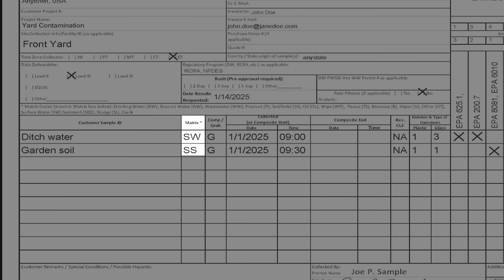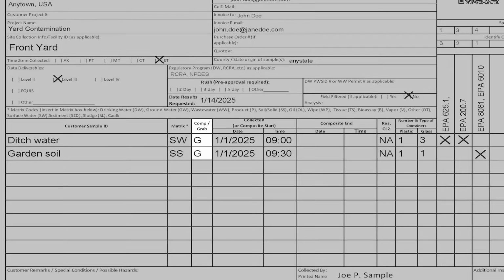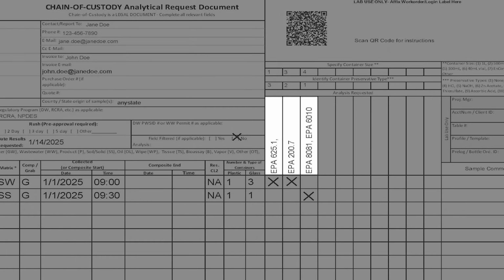A clear description of the sample type regarding matrix, such as water or soil, as well as the sampling method, such as a grab or a composite sample. Different types of samples may require different handling and analysis techniques. A detailed description of the specific analyses or tests requested for the sample. Clearly specifying the requested analyses ensures that the sample is processed according to the necessary protocols and that the relevant data is obtained.